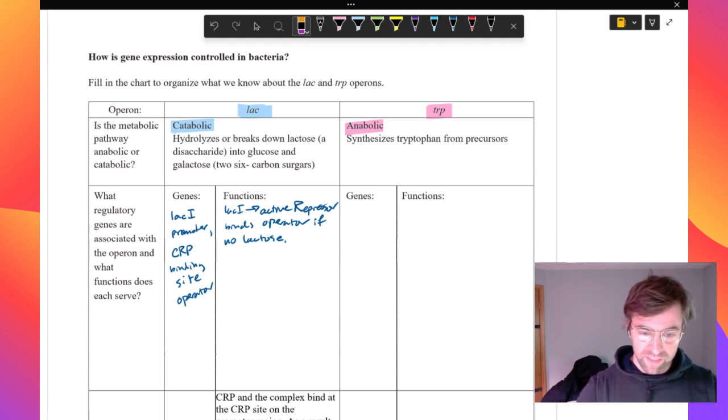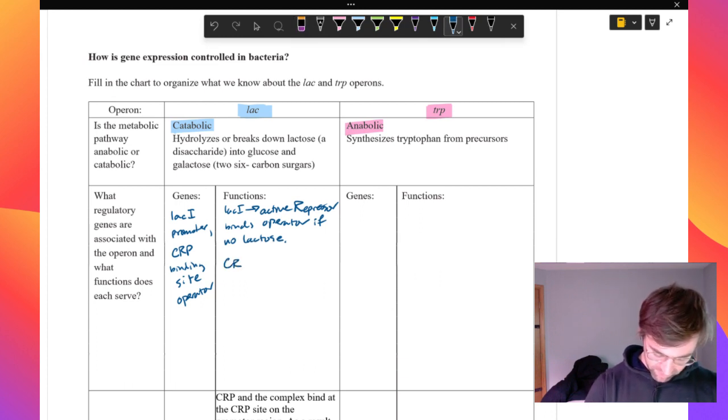Let's see. So CRP and the complex. CRP and complex bind at CRP site on promoter.